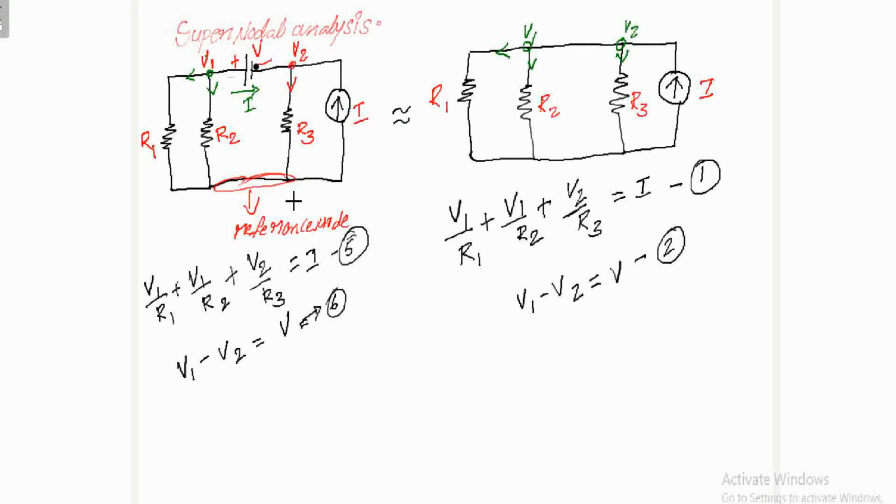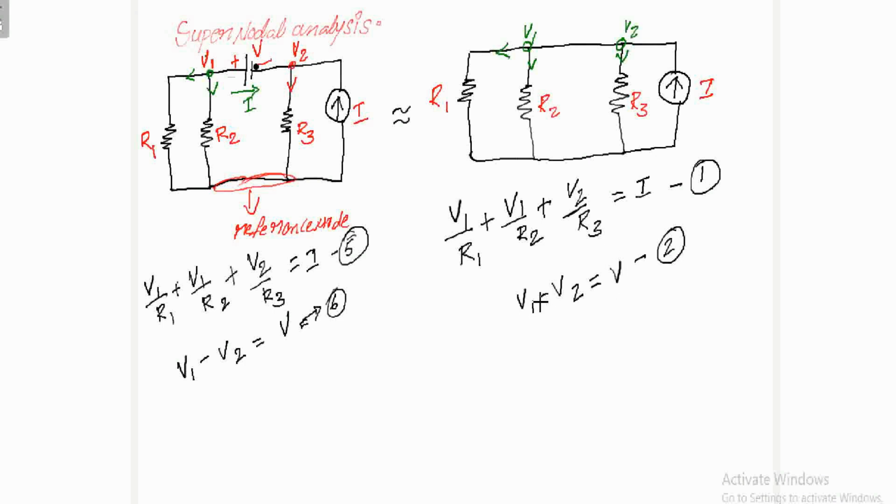Just replace a voltage source with a short line and apply common KCL to V1 and V2. Then you will get your final equation, that is V1 by R1, V1 by R2, V2 by R3, and substitute V1 minus V2 equal to V. Here I and V are constants. So in the problem, what will they give you? R1, R2, R3 values and I and V. So here you will get a constant value.